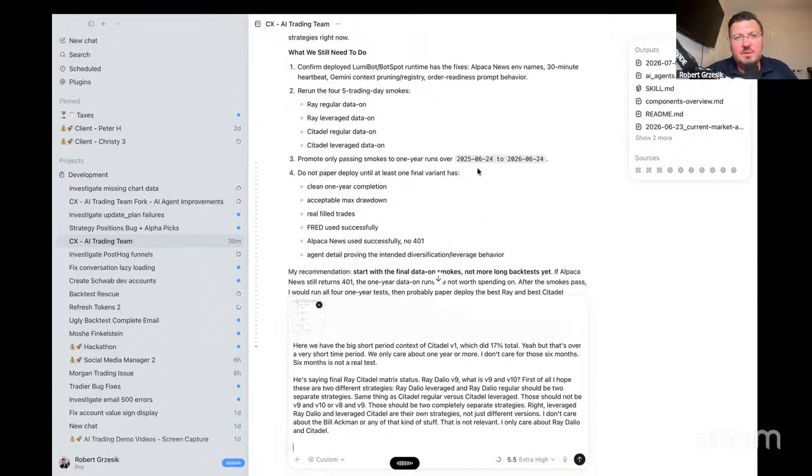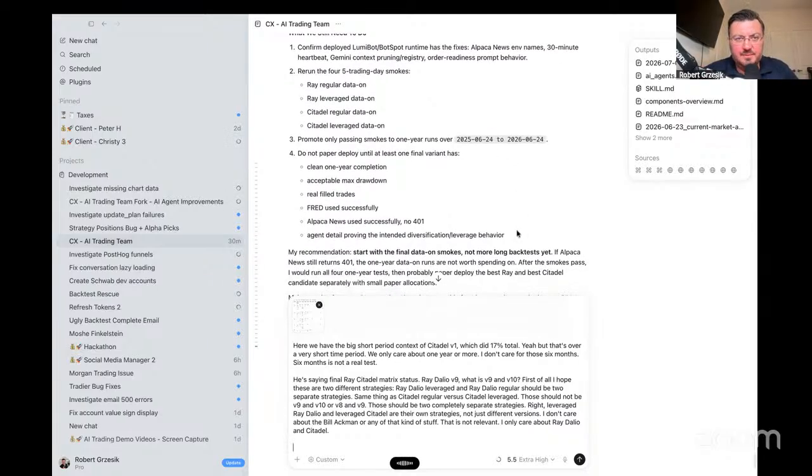And then the 30-minute heartbeat. Was that deployed? Can you check whether that got deployed? Because I think we deployed a lot of this stuff already. And he's saying Gemini context pruning registry. I think we deployed that. Check whether all this stuff was deployed, because I think it was. I think all of this has been deployed. You need to do your research around this.